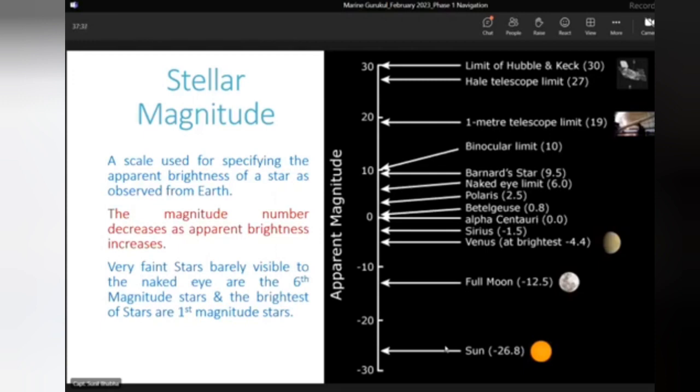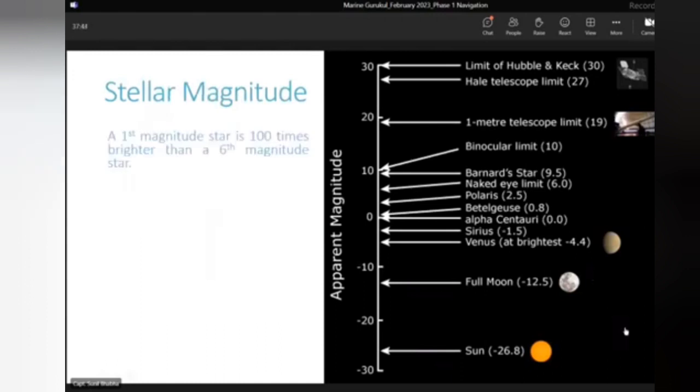Okay. Now a first magnitude star is 100 times brighter than a sixth magnitude star.